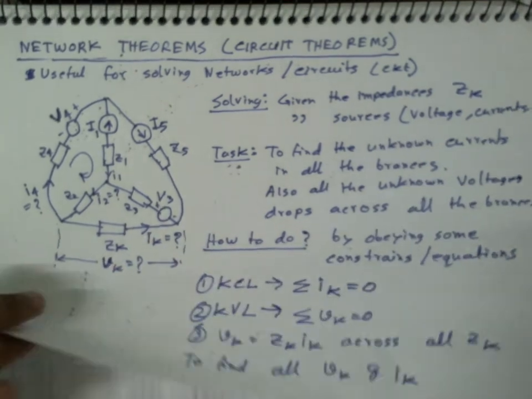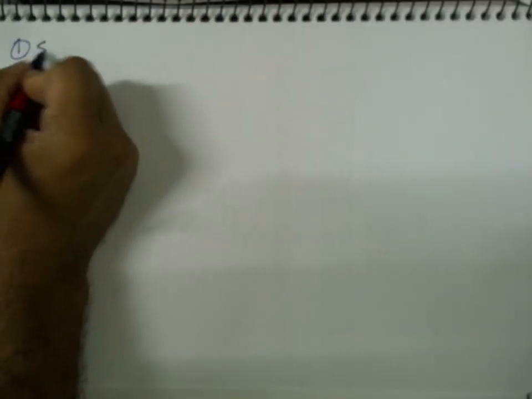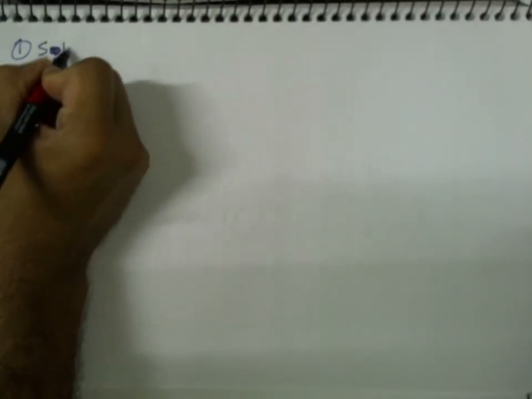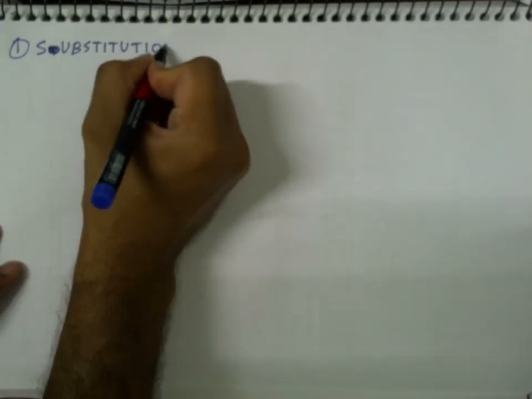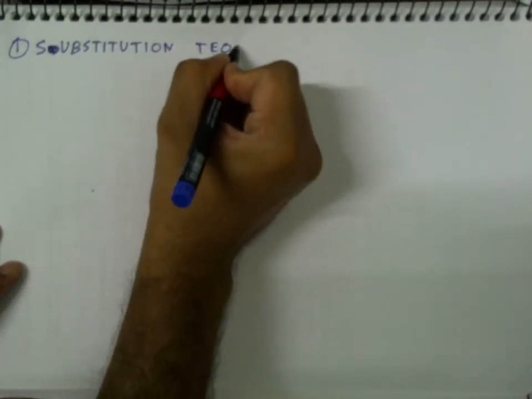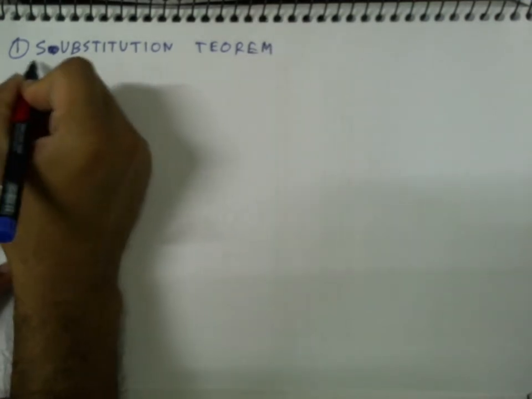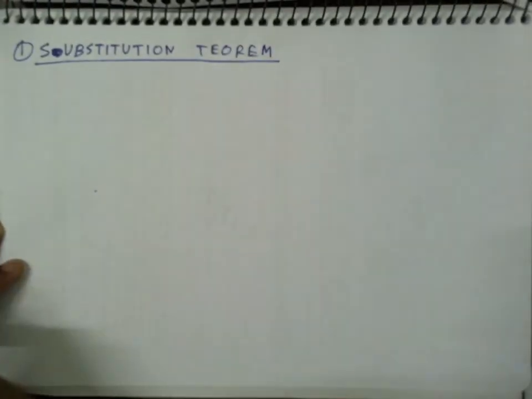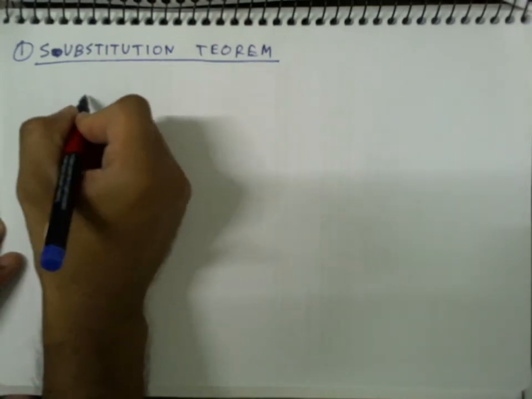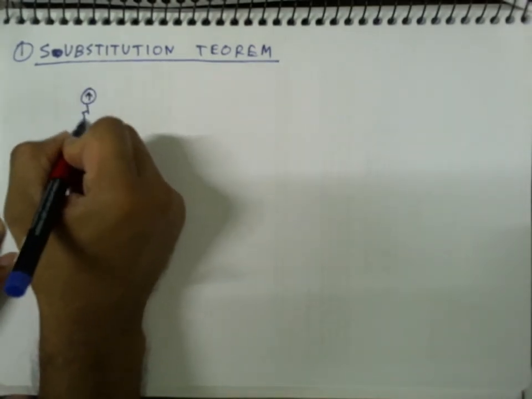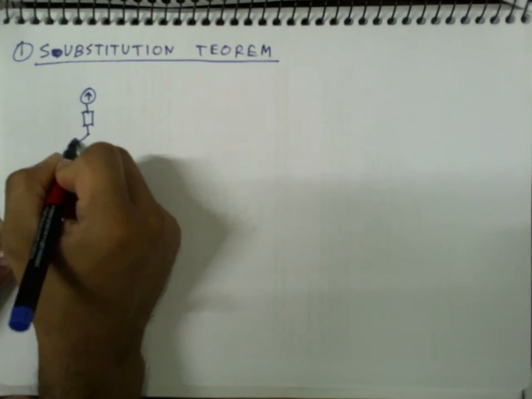Next, what we are going to look at is our first network theorem, which is the substitution theorem. What does it say? It says start with the network. Let me redraw the previous network which I had.